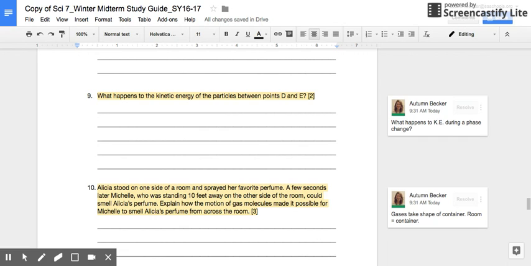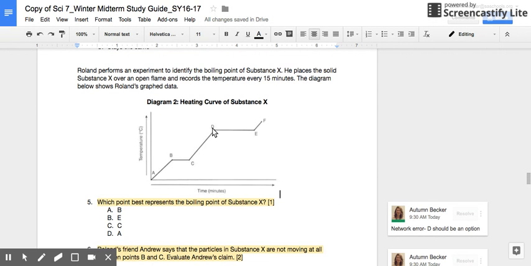Question number 9 says, what happens to the kinetic energy of the particles between points D and E? So, saying what's happening to the kinetic energy. So if we go back up at points D and E, what's happening? Well, kinetic energy is a measure of temperature. And because temperature is not changing, you need to reference for me that kinetic energy is constant. I know this because the temperature is not changing and kinetic energy is a measure of temperature. And then you needed to tell me why it is not changing. It's not changing because it's going through a phase change and it's focusing its energy into changing intermolecular forces instead of changing the speed at which molecules are moving.